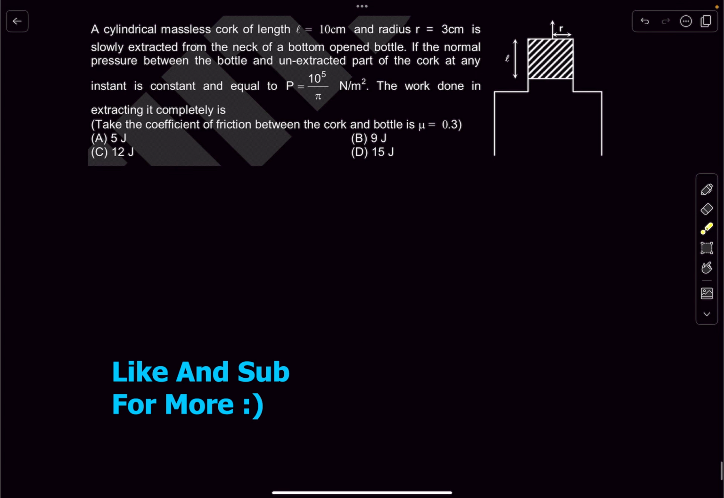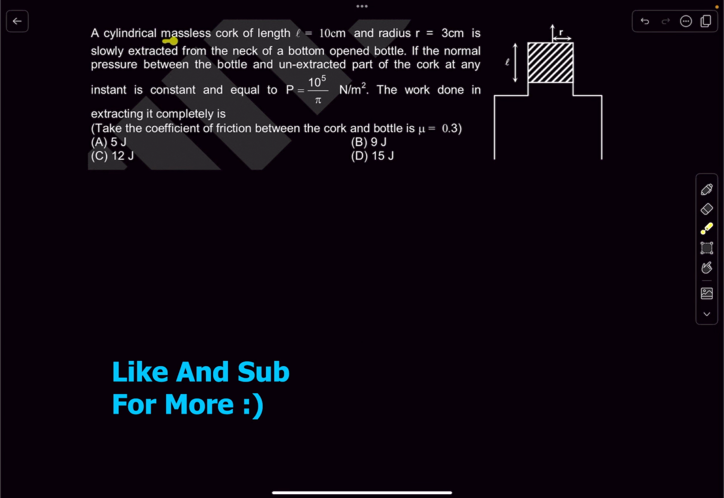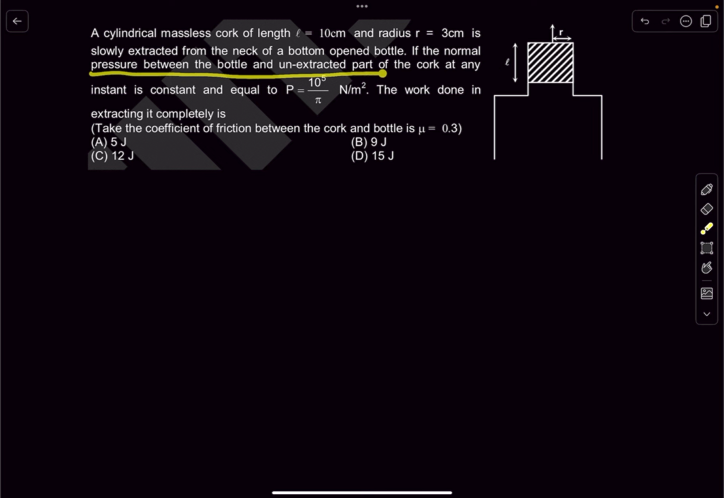So okay guys, in this question we have a cylindrical massless cork whose length is L and radius is given to be small r. It is slowly extracted from the neck of a bottom opened bottle. If the normal pressure between the bottle and the unextracted part of the cork at any instant is constant and is equal to P, the work done in extracting it completely is. So the mu between the bottle and the cork is given.